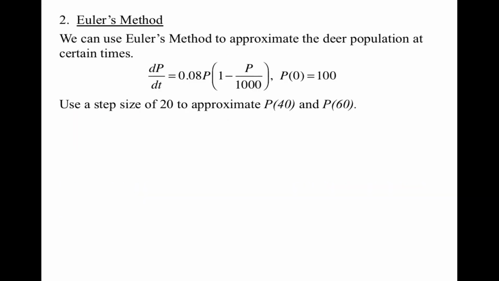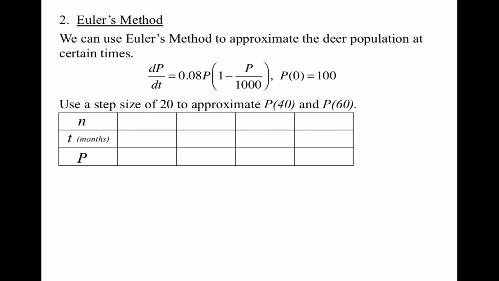Now, another way that we can approximate is using Euler's method. So if we wanted to use Euler's method to approximate the deer population at certain times, then we would use our differential equation and our initial condition, which we're going to use as P(0) equals 100. We're going to use a step size of 20 to approximate the population at 40 and the population at 60. And our time is in months, so 20 months, 40 months, 60 months, etc. So our start is at (0, 100), and then our next months are going to be at 20, 40, 60.